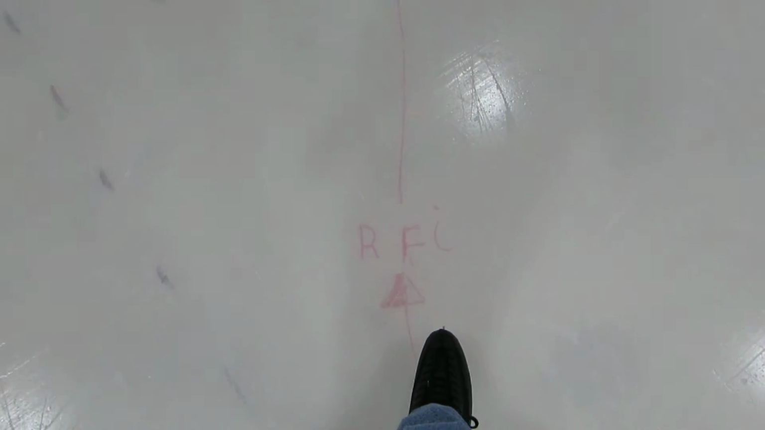All right, so I've had a couple people ask me, how do I do this thing that I call a log jump? So basically, you start off like this. You have your left foot in front, you have your right foot more like a T-stop. Actually, it is a T-stop. And you go with your right forward inside edge.